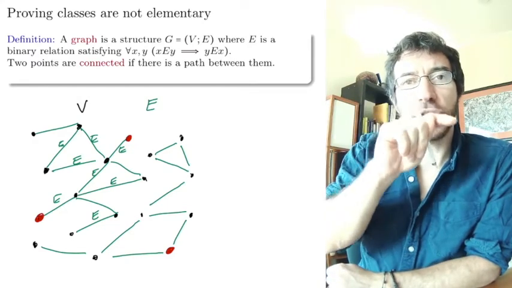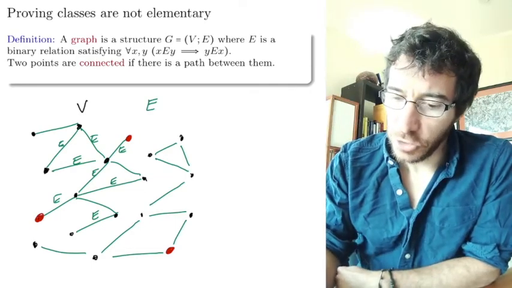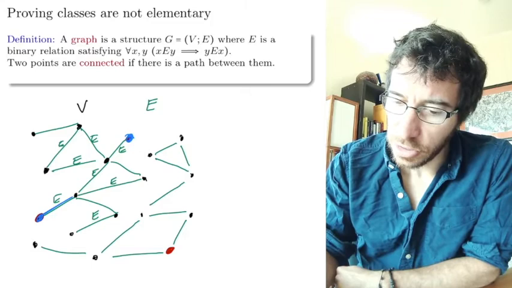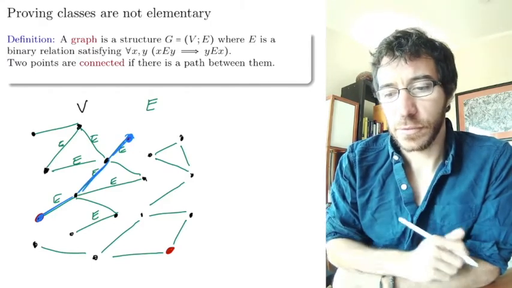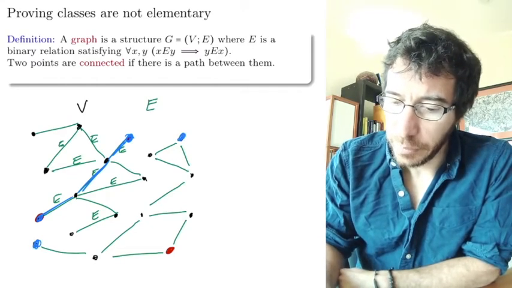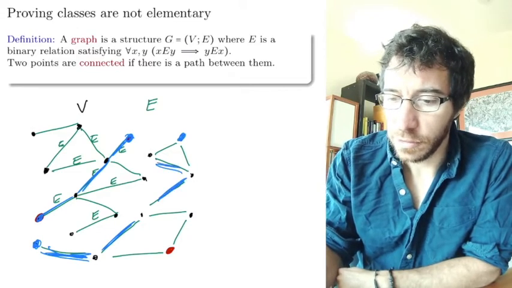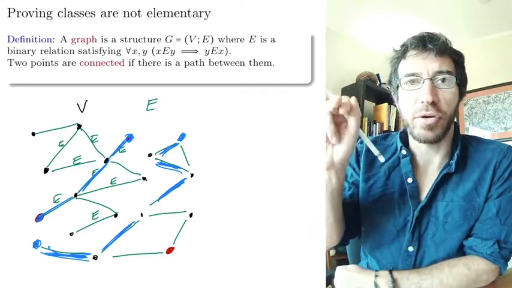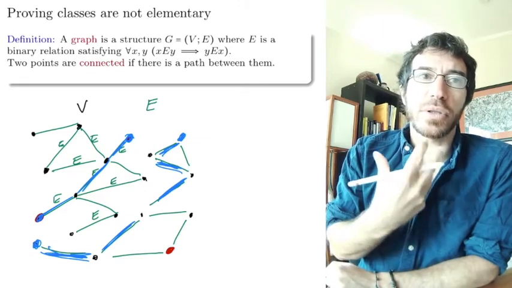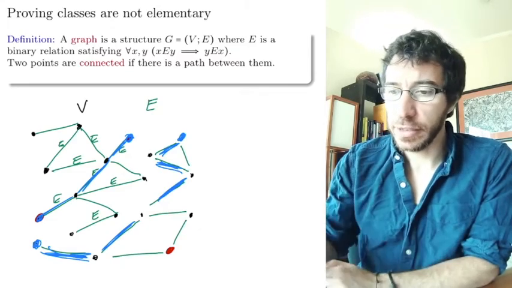A path consists of a finite sequence of nodes that you can go from one to the other going through an edge. For instance, the blue ones are connected, and you can connect them through this edge. And this one and this one are connected because you can take a path and go here, here, here, here, here. There exists a path going from one to the other, such that there exist edges in between any of those. So that's what it means for two points to be connected.